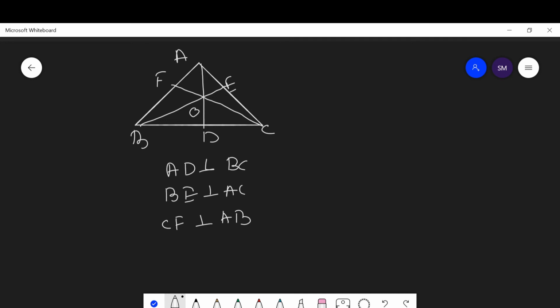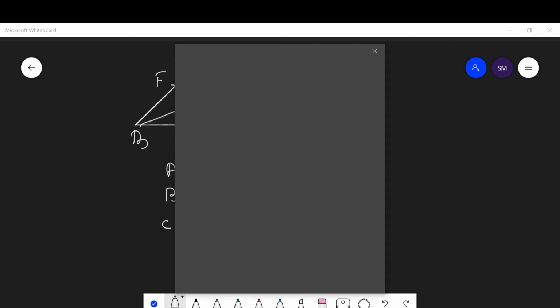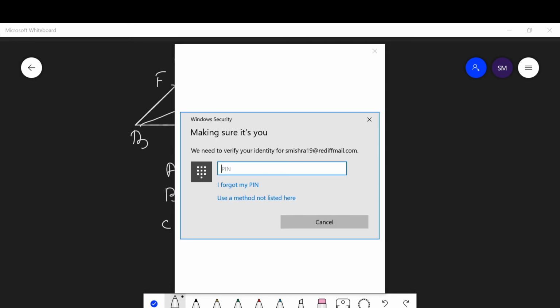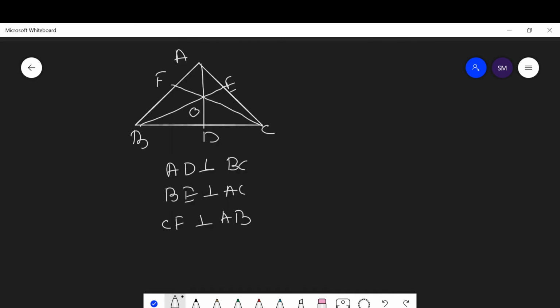The concurrent point of medians is called the centroid. The concurrent point of altitudes is called the orthocenter. Now let us discuss where the perpendicular bisectors of the triangle meet. This is called the circumcenter of the triangle.